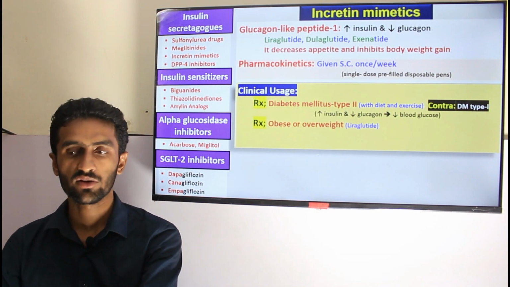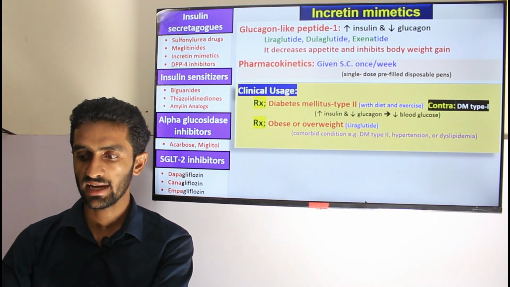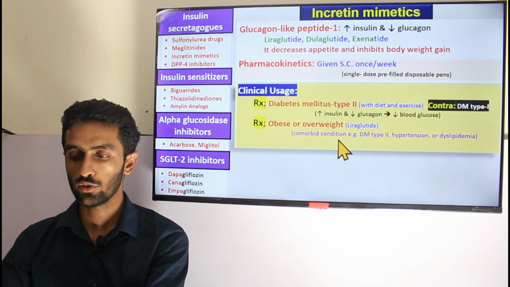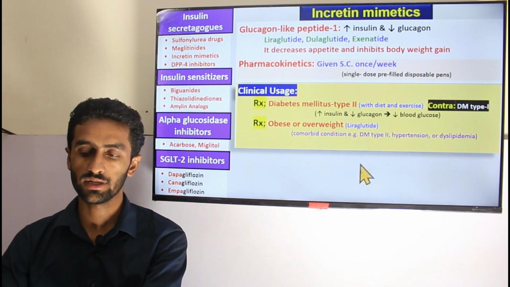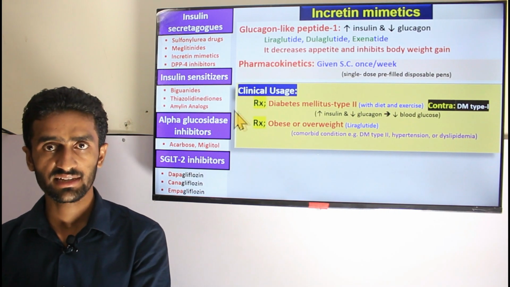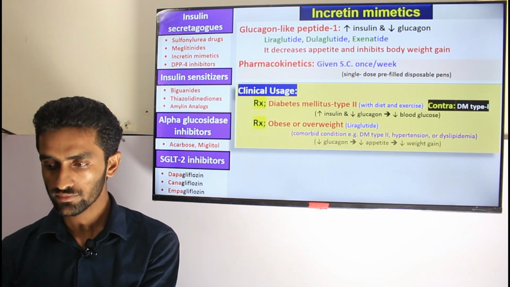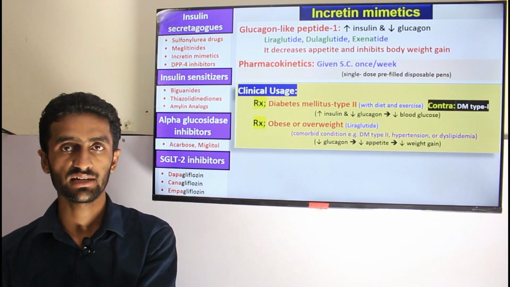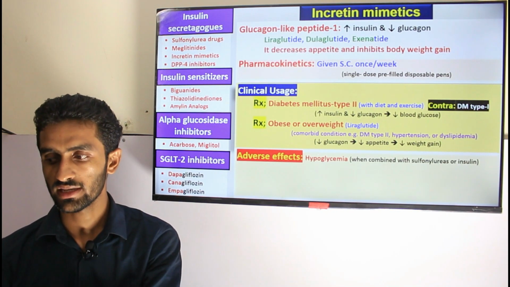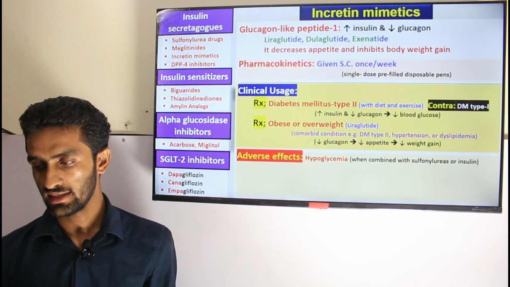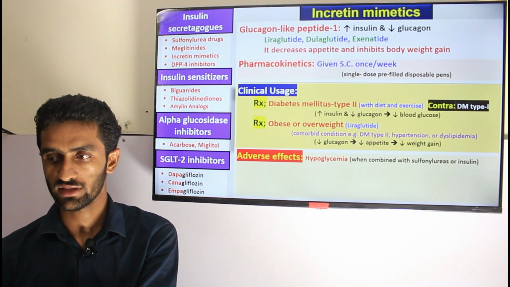Okay, for obese or overweight patients we use liraglutide. If someone is obese and has problems like diabetes type 2, hypertension or dyslipidemia, our drug of choice is liraglutide, because on the one hand it decreases the blood glucose, and on the other hand it decreases the weight. So it decreases glucagon, decreases appetite, and decreases weight gain. In the adverse effects, hypoglycemia occurs if you combine with a sulfonylurea or insulin, because there will be a higher level of insulin, which can cause hypoglycemia. Alone, there is not much problem with hypoglycemia associated with the incretin mimetics.